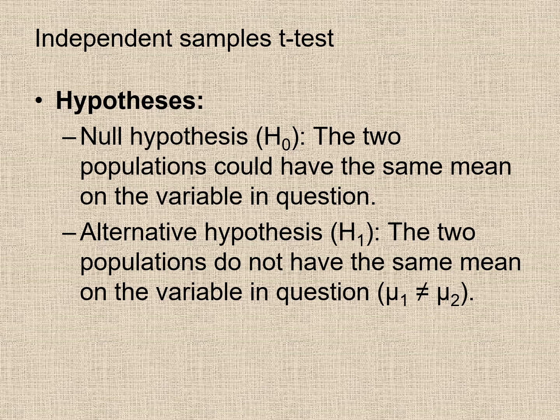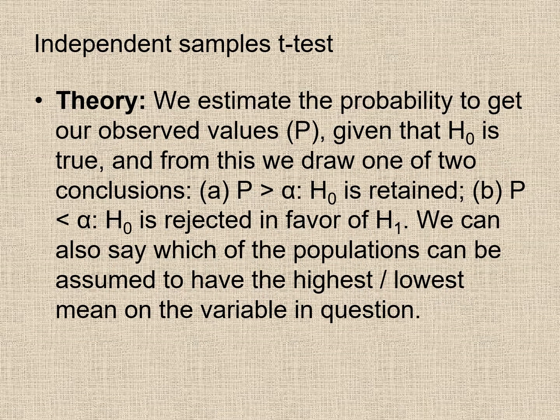Okay, however, the alternative hypothesis says that the two populations cannot be assumed to have the same mean on the variable in question. There is a difference between the two population means. So what do we do? Well, again, we calculate the p-value.